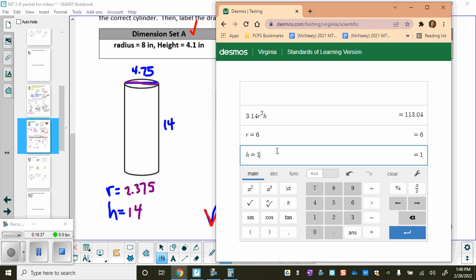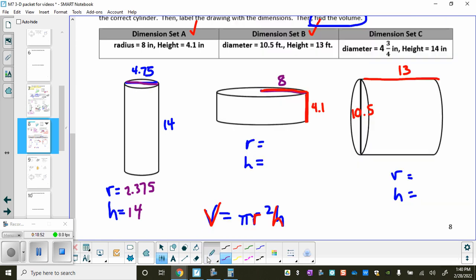Now in this picture, my radius is a 2.375. The height in this one is a 14. So right there is my volume. It's going to be 247.96. And this was in inches. We should put inches from the dimensions. So this would be cubic inches.